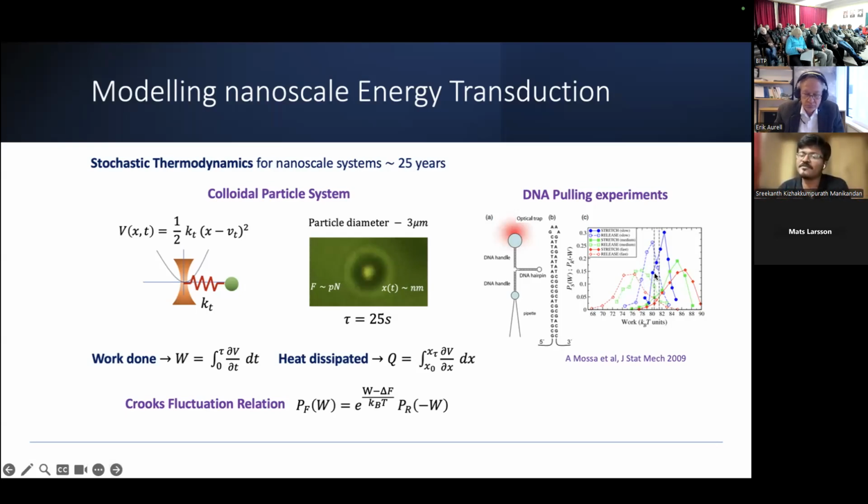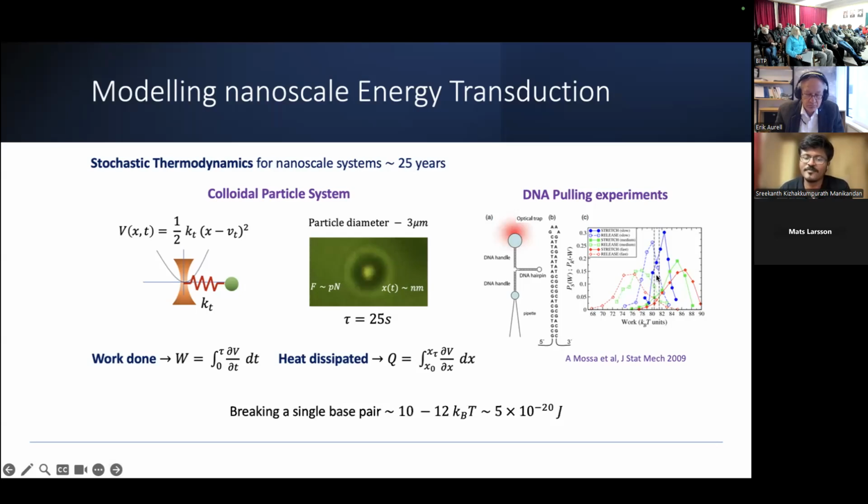So from the points where they overlap, interestingly, you can find out how much energy is released when a single base pair is broken. What is the binding energy released when you break a single DNA bond? That value comes out to be about 5 times 10 to the power minus 20 joule. And this is, again, along the lines of what I said before, such a tiny quantity of energy which you wouldn't be able to measure using any calorimetric methods. But stochastic thermodynamics gives you a way of computing energetics at such tiny scales.